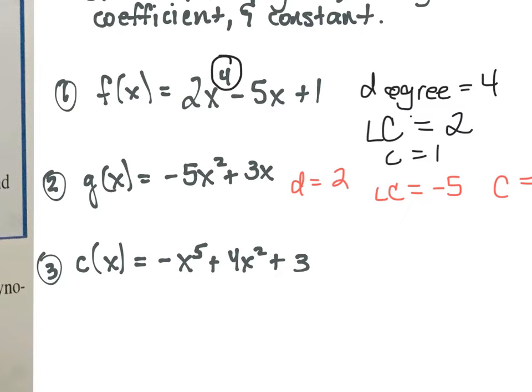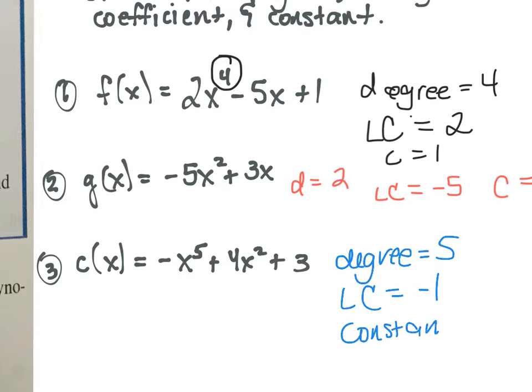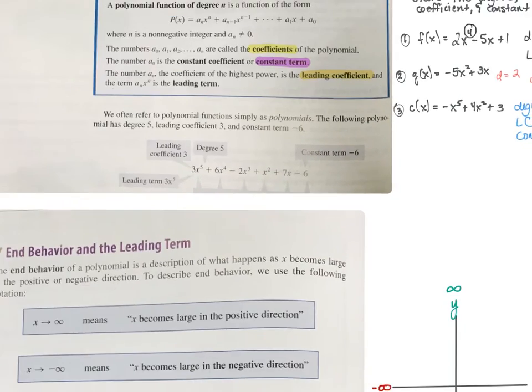Here. What's the degree? What's the biggest exponent you see? So it's the 5th degree. What is the leading coefficient? -1. Very good. You don't see a number in front of that x to the 5th, so we assume it's 1. And then what is our constant? +3. Good. You guys want a bunch of those questions on your quiz? Please. Okay. They're not bad, right?